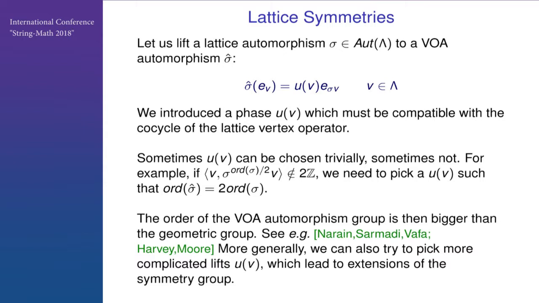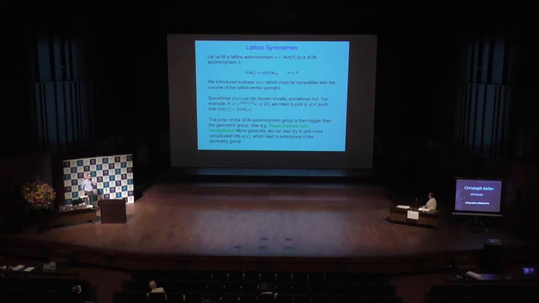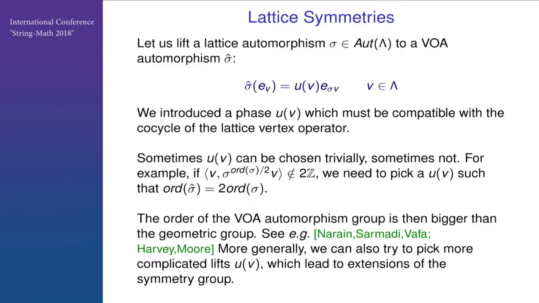And then in that case, what often happens is, for instance, that the group generated by the lifted automorphism is an extension of the original unlifted group. That is, for instance, the order of the generator is twice the order of the original. So in some cases, we're actually forced to do that. But more generally, we can also try to find more general phases. So lifting, we could try to find more complicated liftings of the automorphism of the underlying lattice. And that actually will turn out to be quite useful in just a second.